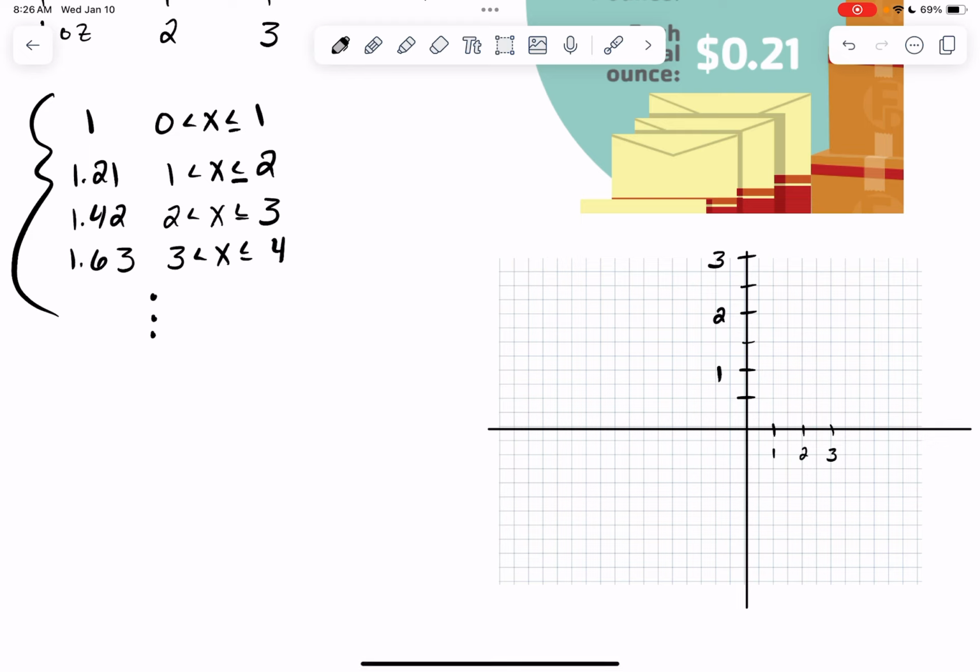Okay. So anywhere from 0 to 1, it's $1. Open dot here, closed dot at 1. Okay. Anywhere from 1 to 2, it's $1.21. So here's $1.50. So $1.21 would be like here. So open dot there up to here. Anywhere from 2 to 3 is $1.42. So that'd be slightly under $1.50. So again, open dot, closed dot. Anywhere from 3 to 4 is $1.63. So slightly more, open dot, closed dot, so forth and so on. Okay, so there's how it looks.